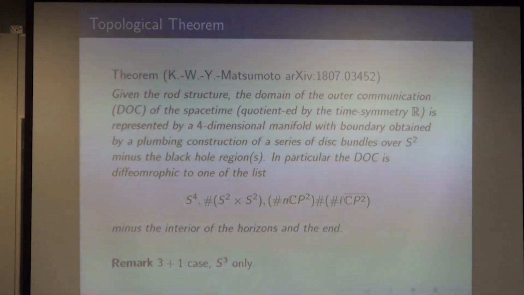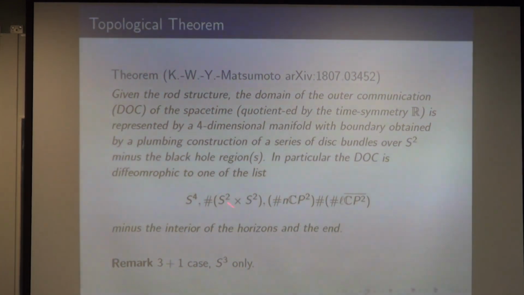And then the last thing I want to mention is that with Yukio Matsumoto, we are able to describe the topological type of this domain of outer communication. The domain of outer communication is exactly where we can send signals to each other outside of the black hole. Five-dimensional space-time, but then let's take a quotient by the time direction R1. So you're left with a four-dimensional manifold, and it has a black hole horizon, and also ends. But those are ends, and black holes are holes, so we fill them up, and we end up with a simply connected four-dimensional manifold, and that resulting four-dimensional manifold is one of those types.